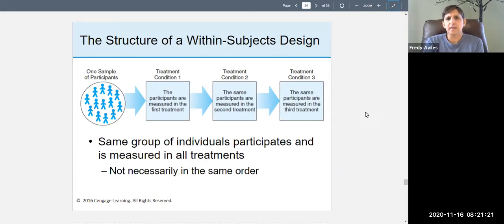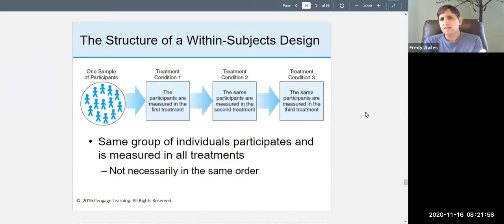They all participate in treatment 1. Maybe that's the group that receives alcohol. And then they participate in treatment 2, the group, let's say, that receives no alcohol. Of course, they would be on a different day, when they've sobered up. And then they would also participate in treatment condition 3, which might be the placebo, on a different day. So the same participants participate 3 different times in all the treatment conditions.